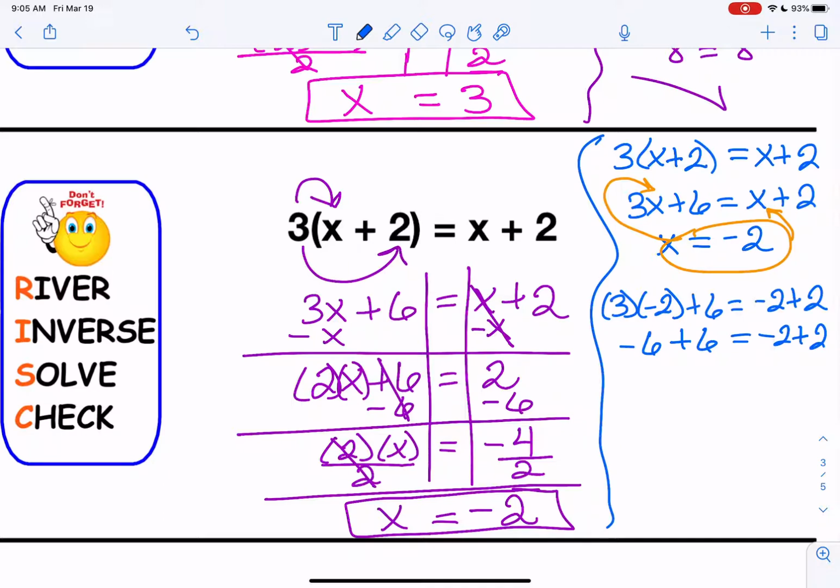Interesting. Well, we have the same number on each side of the equation, but with opposite signs. So 6 minus 6 or negative 6 plus 6 is 0. And negative 2 plus 2 or 2 plus negative 2 is also 0. It's true, so it worked.